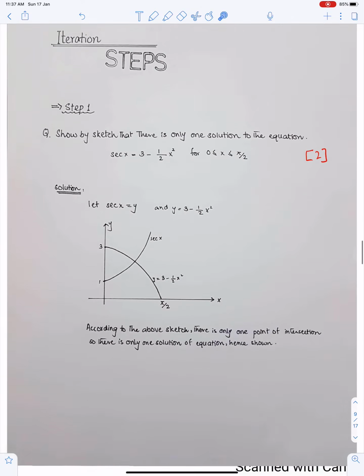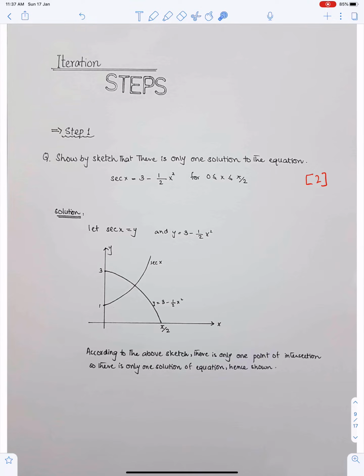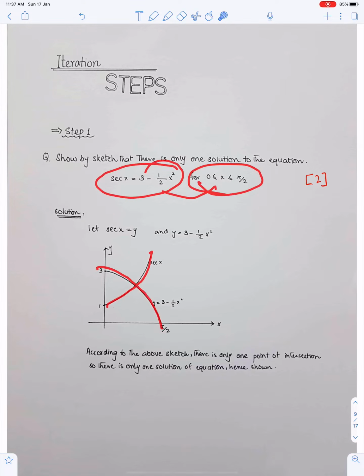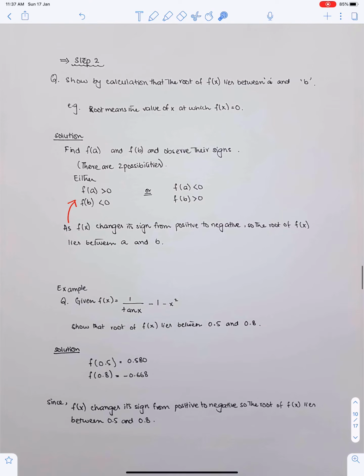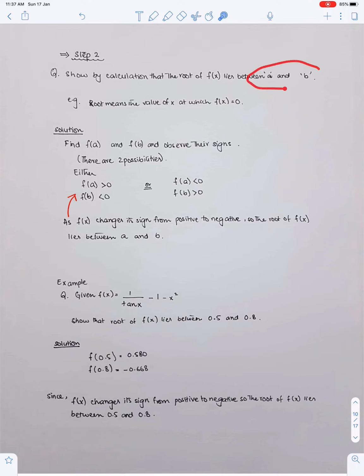So step 1 was to show that there is one solution of this equation for this domain. You just need to sketch both the graphs and show just one point of intersection. And this is by calculation. They'll give you two numbers like this. In this example, you just need to substitute both the numbers one by one and observe the sign of f(x) between these two numbers.